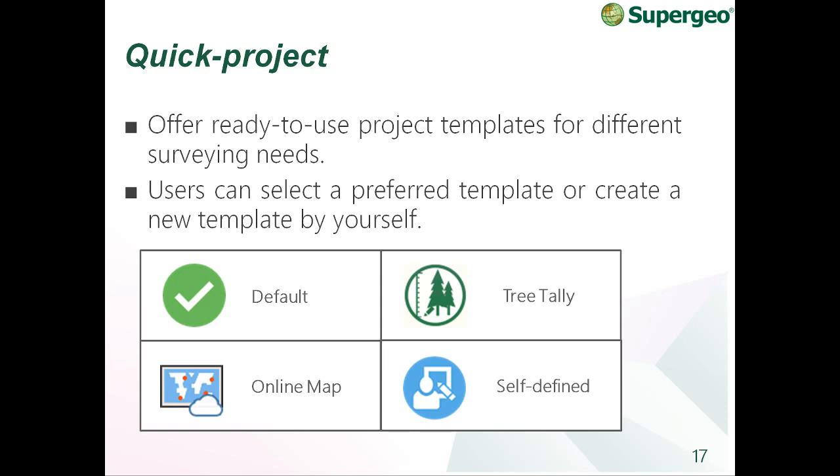When you are in the field, you don't need to always spend time setting up the project coordinate system and building the attribute table. SuperPad provides 3 kinds of project templates. And of course, you can define your own template that meets your survey purpose. Let's check out how to set up the Quick Project.